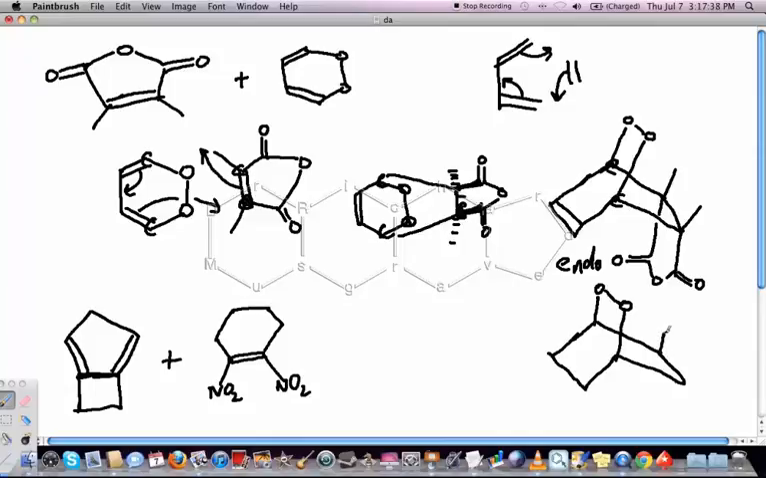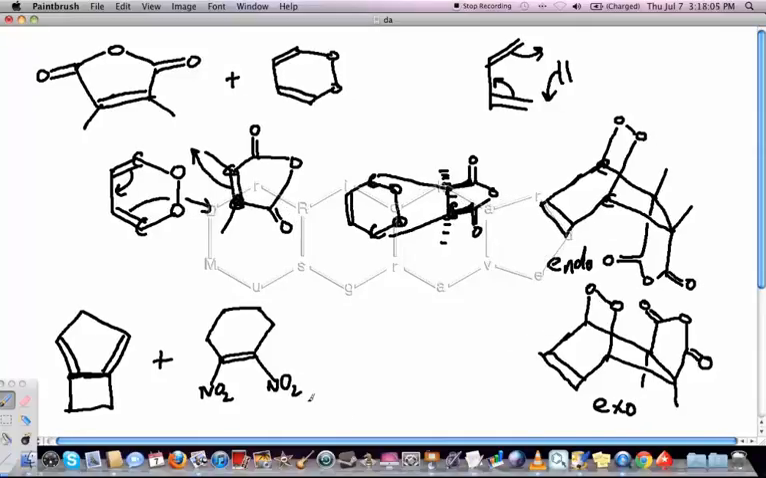Alright, so we'll push that up. And the methyl groups will be sticking down. We'll still have a double bond over here as well, and this one would be exo. Alright, so that's the endo and exo forms for that one. Let's take a look at the other one now.